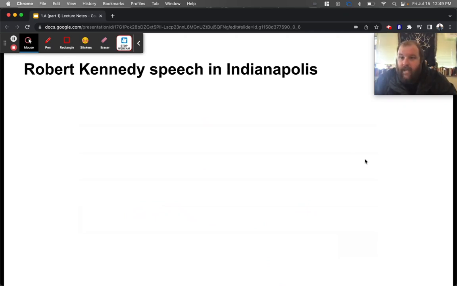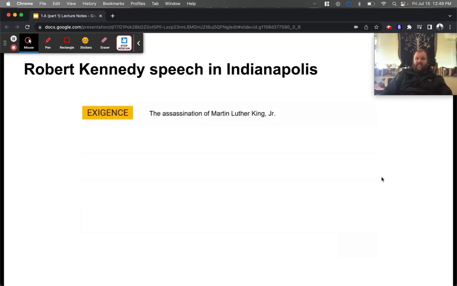Let's go back to this Robert Kennedy speech. Remember, I said he heard the news that Martin Luther King Jr. had been assassinated, and he went out and he spoke. All right, so let's now apply that scenario to the rhetorical situation. Okay, what was the exigence? Well, the assassination. That happened, and that motivated him.